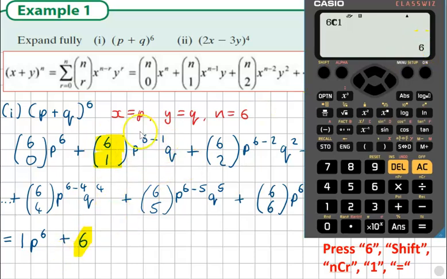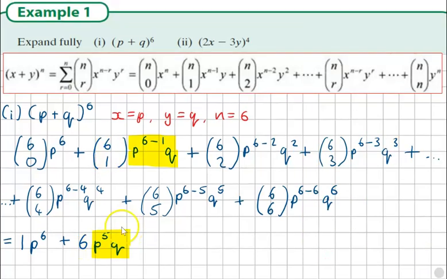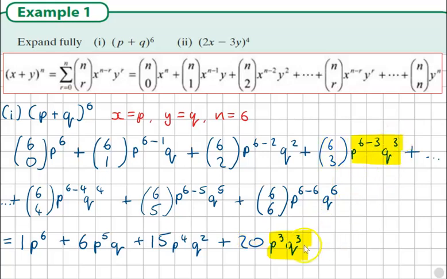And then we're going to simplify the p and the q. So p to the power 6 minus 1 is going to be p to the power 5. And then we just stick on the q. Then we have plus 6 choose 2, which gives us 15. So you can check that in your calculator if you want. 6 choose 2 is 15. And then p to the power 6 minus 2 is going to be p to the power 4. And stick on the q squared. And then we have plus 6 choose 3. So you can put that into your calculator and you got 20. And then p to the power 6 minus 3 is going to be p to the power 3. And we stick on the q to the power 3.